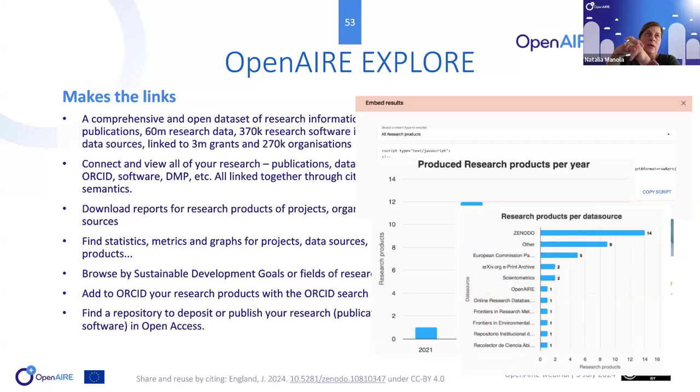What is nice about OpenAIRE is that we assign to publications, and then aggregate to projects, tags with sustainable development goals and fields of research. And this is very important. Why? Because most of the funders and our institutions really want to evaluate how their efforts are fulfilling the sustainable goals, and it's very important to think, as part of your project, that the outcomes are part of the whole infrastructure on research and innovation.